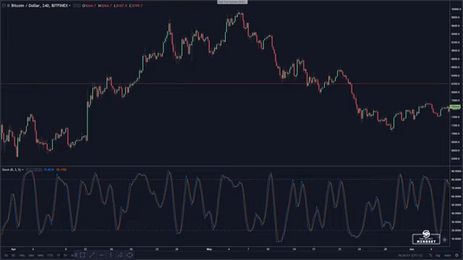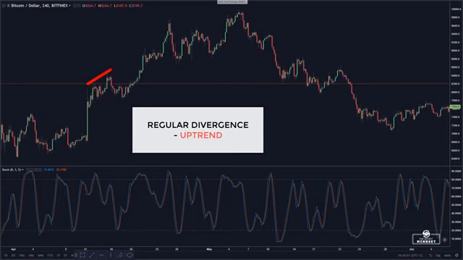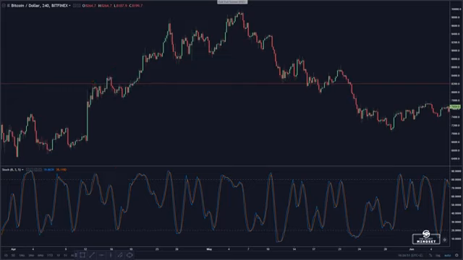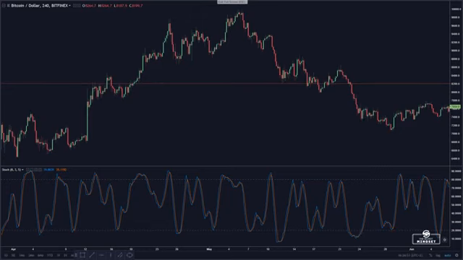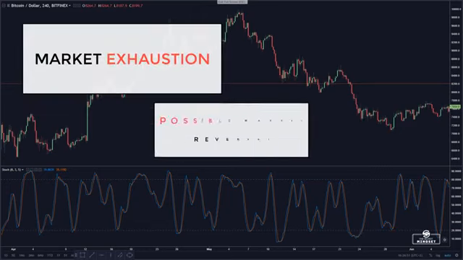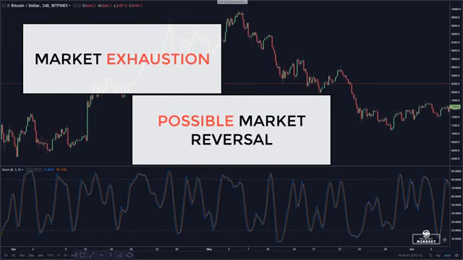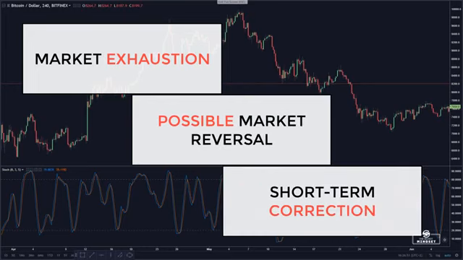As you probably know, there are two types of divergences, regular and hidden. A regular divergence involves higher high prices and lower indicator values during an uptrend, and lower low prices and higher indicator values during a downtrend. When this happens, that's an indication of market exhaustion, a possible sign of market reversal, or at least a short-term correction.